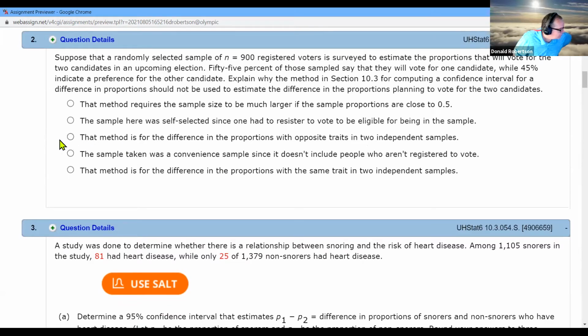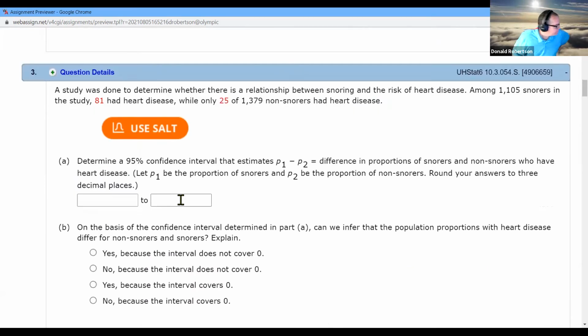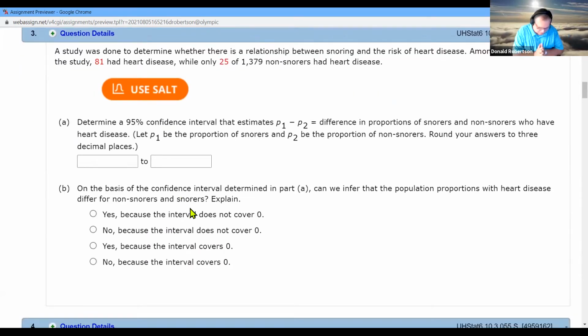So, like you were saying, it's a trait one. That's the kind of the intro questions. Now the main bread and butter questions, which are finding confidence intervals, but we're going to do it using SALT.